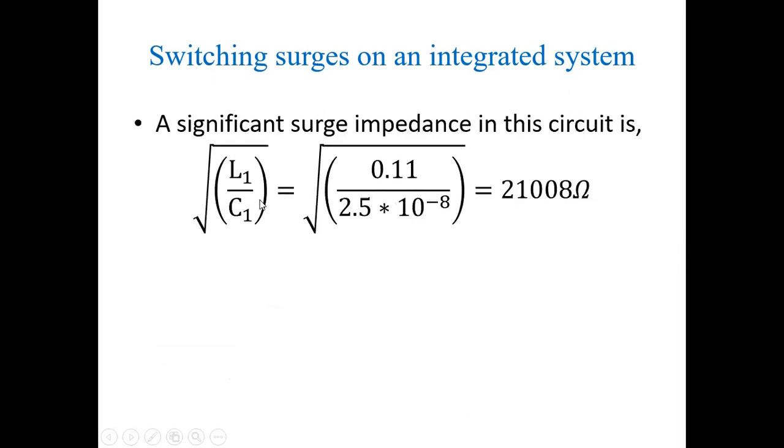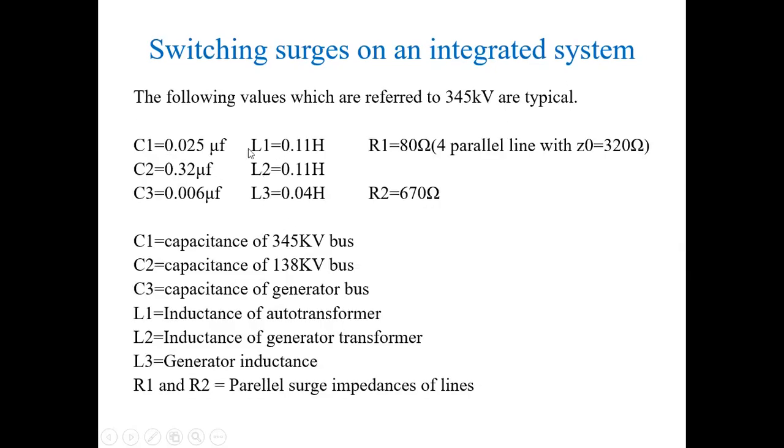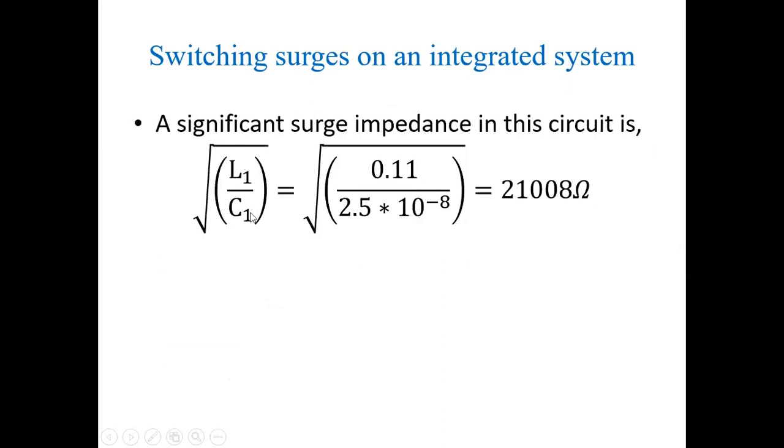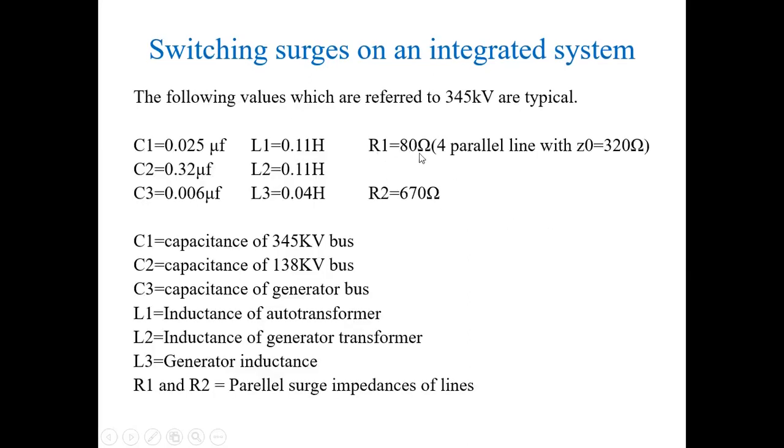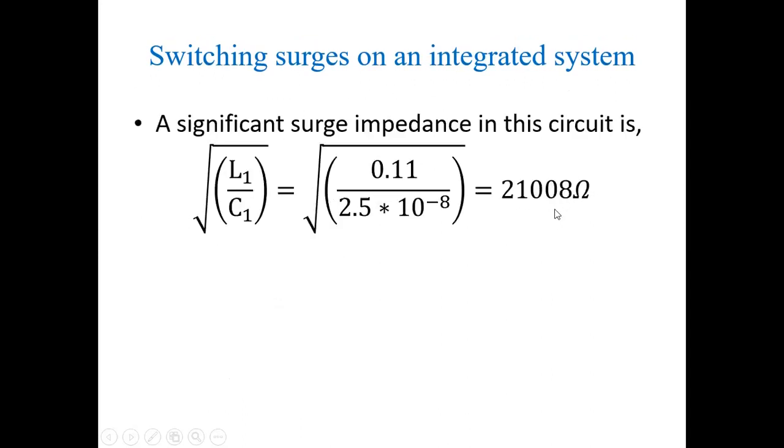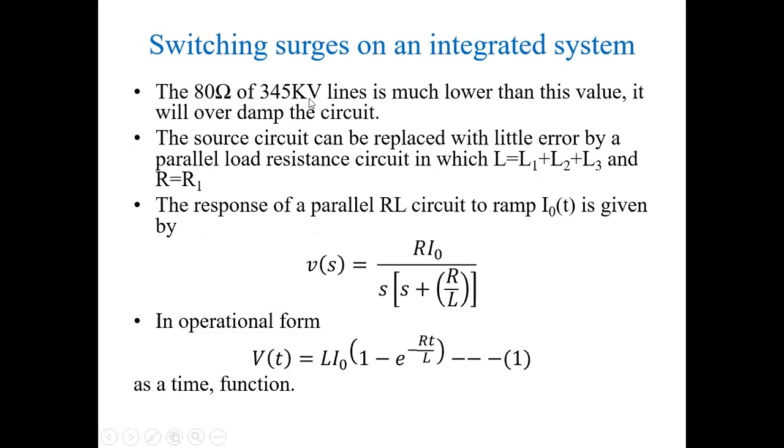Here, the surge impedance is calculated using the formula square root of L1 divided by C1. The design values are already specified for these 345 kV lines: 0.11 Henry and 0.025 microfarad. If you calculate the value from L1 and C1, the surge impedance is equal to 21,008 ohms. If you compare it with the resistance value of 80 ohms, the surge impedance is a very, very high value. The 80 ohms of the 345 kV lines is much lower than this value, so what will happen is it will be over damping the circuit. The source circuit can be replaced with little error by a parallel load resistance circuit in which L is equal to L1 plus L2 plus L3 and R is equal to R1.